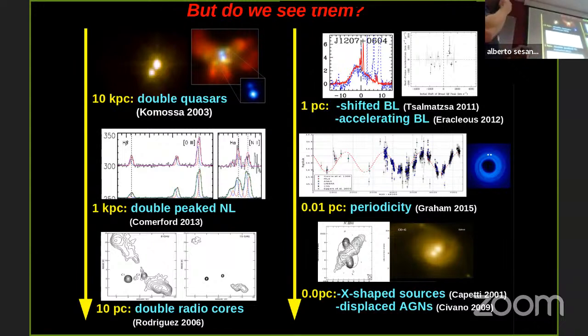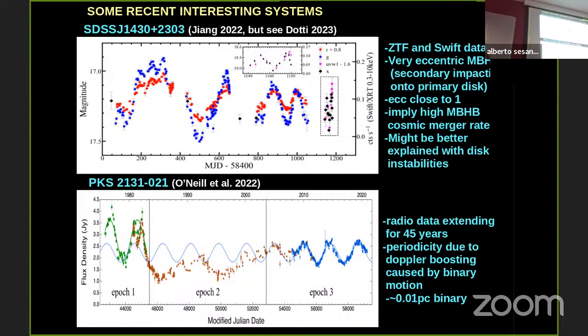And this is a famous one published by Graham in 2015, but those of course are, you see, just 2 cycles, really. So what are the chances that red noise produces that? Those are just candidates. It's very hard to establish them as secure massive black hole binary detections. And here are a couple of more recent examples.